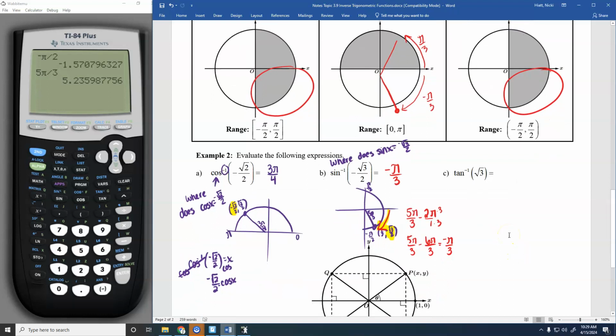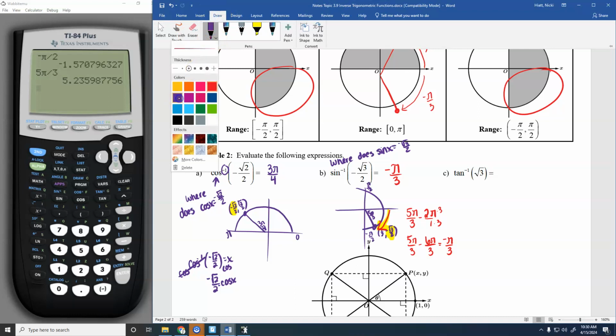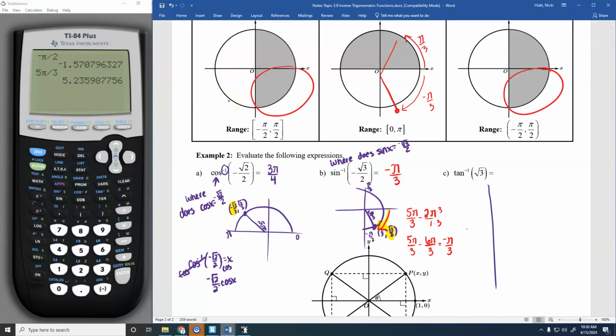All right, now we've got inverse tangent equals square root of 3. This is harder because tangent is not on your unit circle, right? How do we find tangent? Sine over cosine. So let's first of all think about it. If we are doing tangent, we are only looking at the first and the fourth quadrants. We're going from negative pi over 2 up here to pi over 2, right?